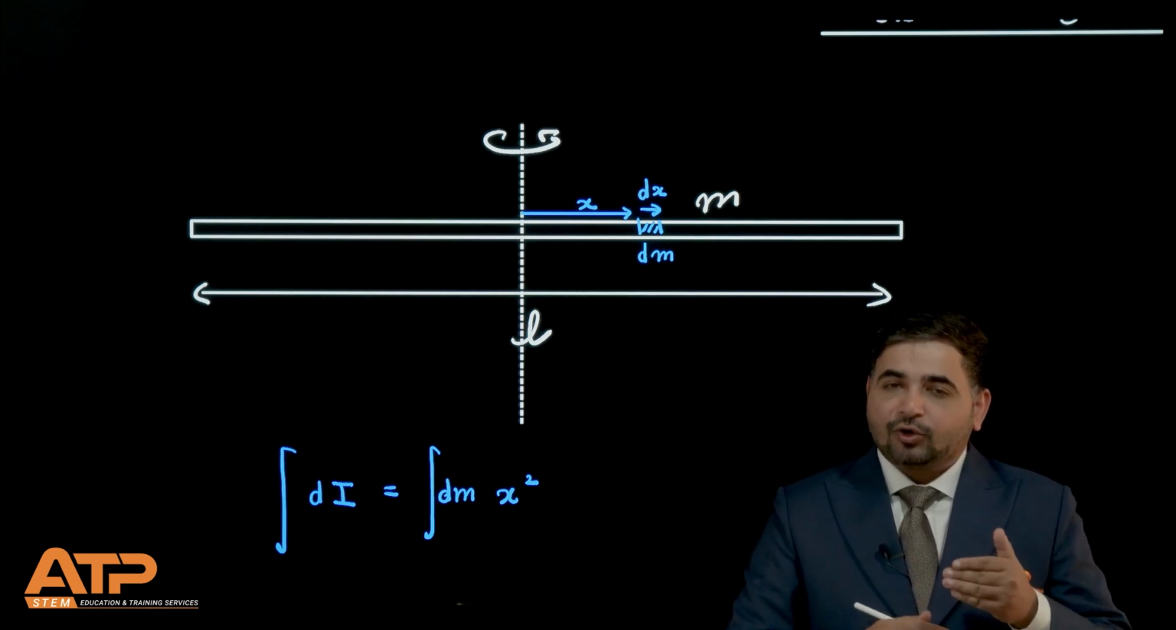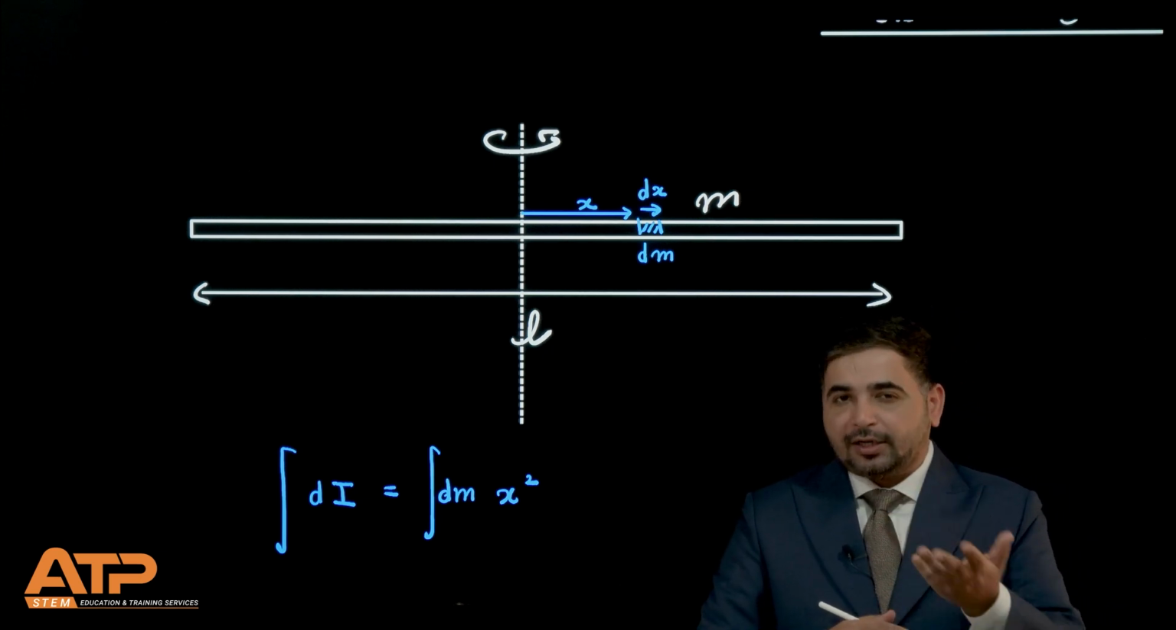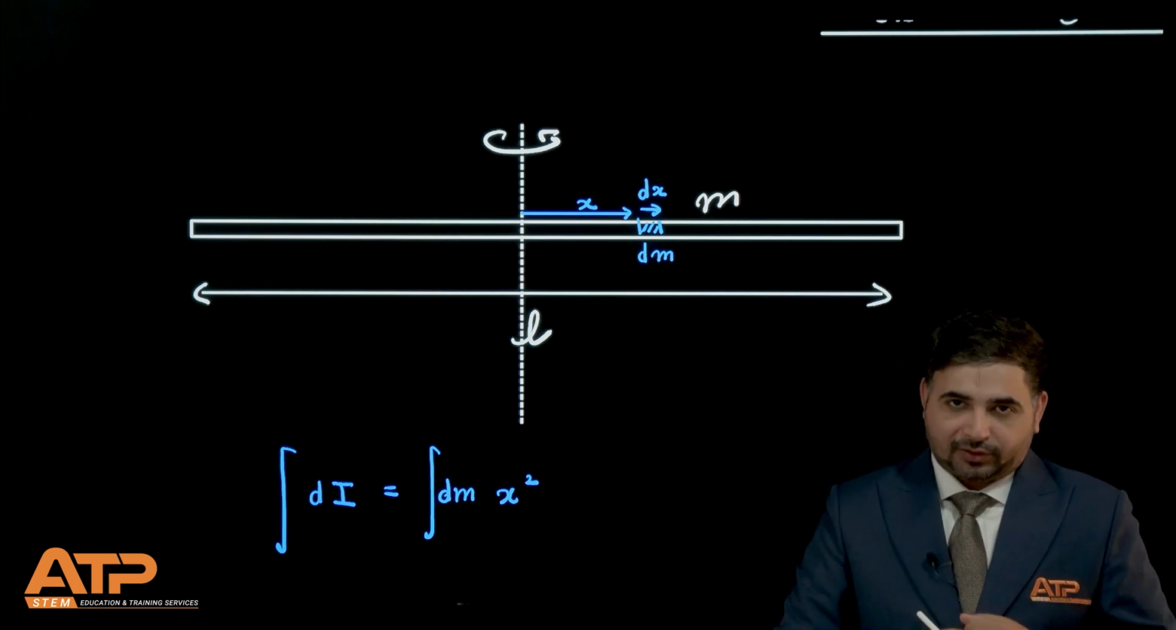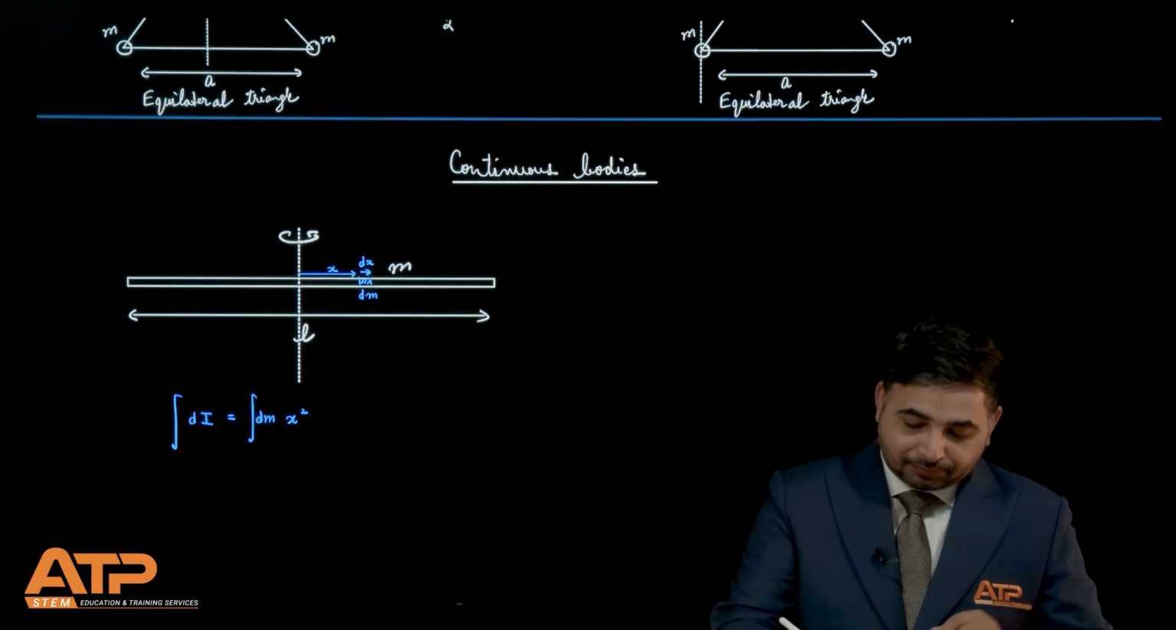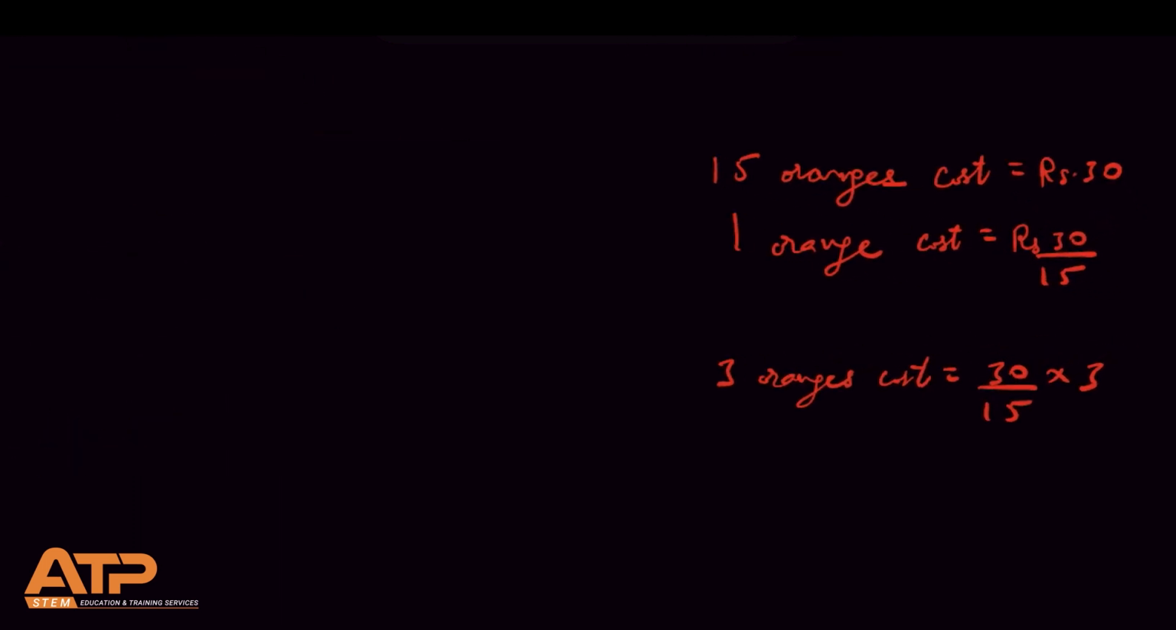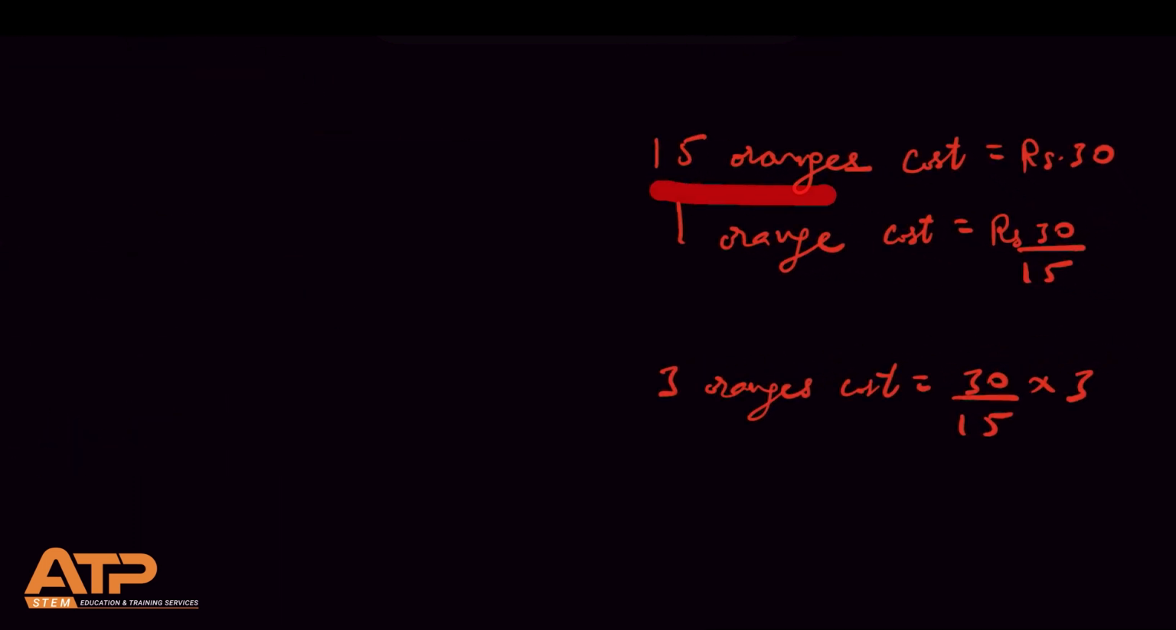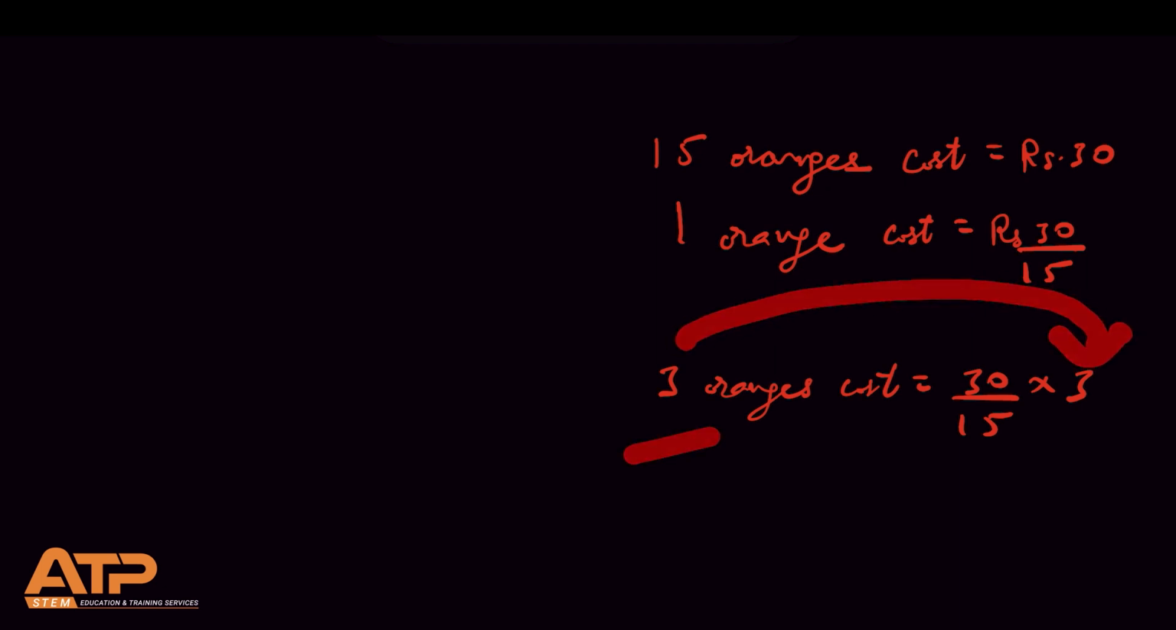Then we are going to use a concept that you have already done in your earlier grades, the unitary method. So how will that happen? Imagine that you have 15 oranges and the cost of them is 30 rupees. If you have one orange, the cost is going to be 30 by 15, and for 3 you just multiply the 3 with your per unit price. Let's do the exact same thing to find out the mass of that small section.